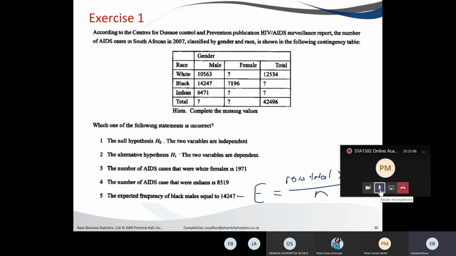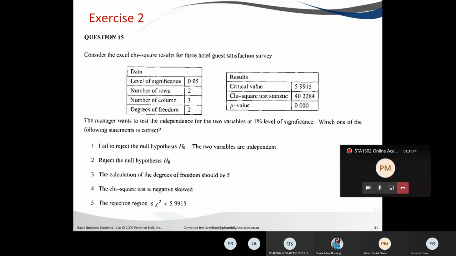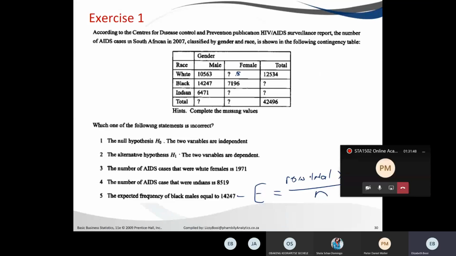If number 1 was correct with independent, therefore it means number 2 is also correct, because the null hypothesis should say independent, then the alternative will say they are dependent. And number 3, the number of 8 cases that were white female is 1,971. So we're looking for this value here. Is that correct or incorrect?